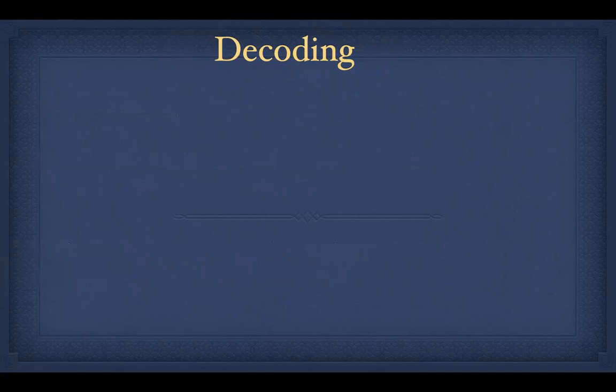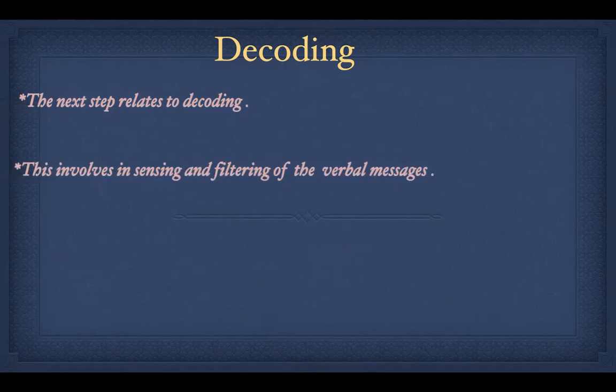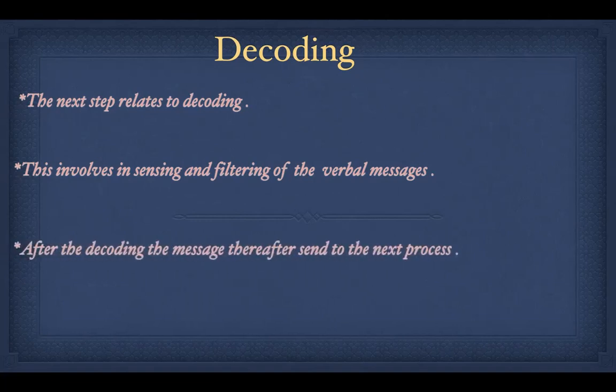Then the second one is decoding. After hearing, the next step is decoding. We start decoding in our mind. This involves sensing and filtering the verbal message. We filter what the speaker is saying, and we sense and decode it. We filter what to respond to that message. After the decoding, the message is sent to the next process of listening.